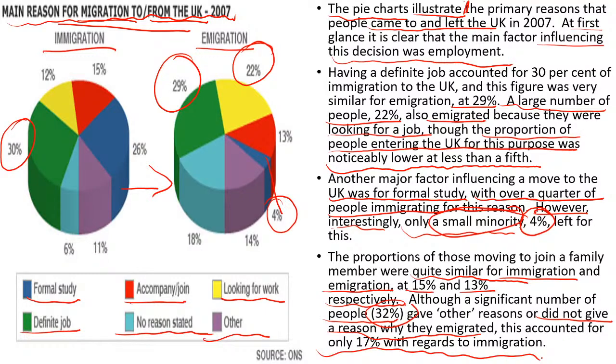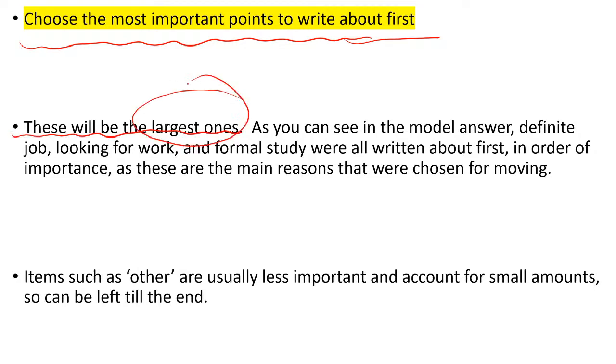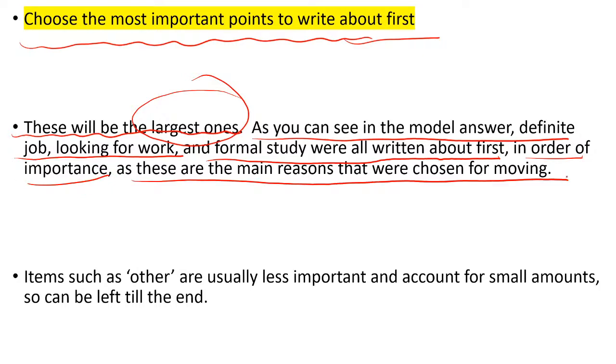So this is how you will structure your pie chart. Choose the most important points to write about first, and these will be the largest ones. As you can see in the model answer, definite jobs, looking for work, and formal study were written about first, in order of importance, as they are the main reasons for moving.